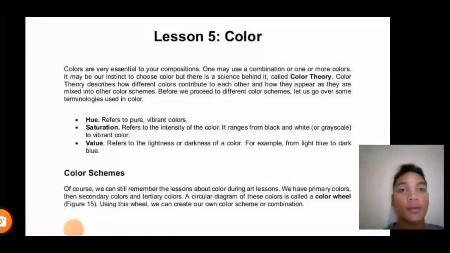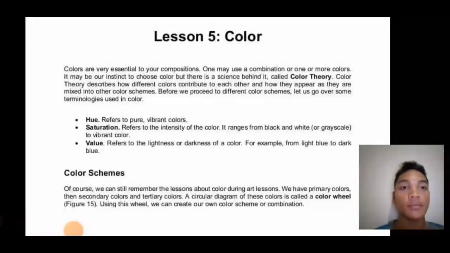Lesson 5: Color. Colors are very essential to your composition. One may use a combination of one or more colors. It may be our instinct to choose color, but there's a science behind it called color theory. Color theory describes how different colors contribute to each other and how they appear as they are mixed into color schemes. Before we proceed to the different color schemes, let us go over some terminologies used in color.